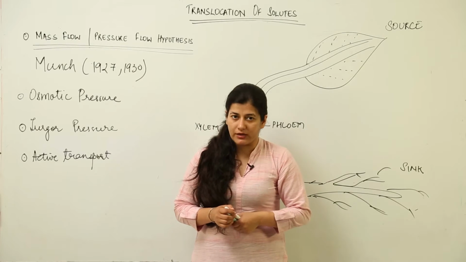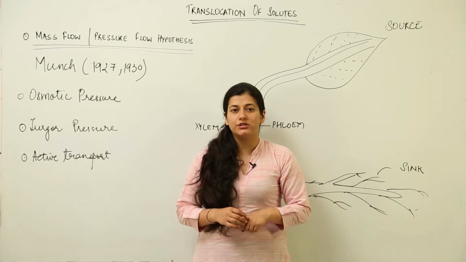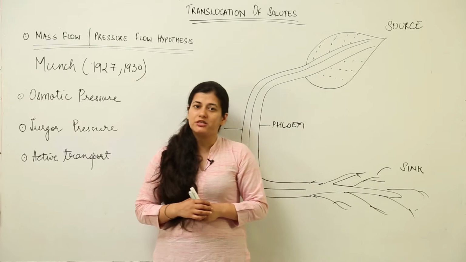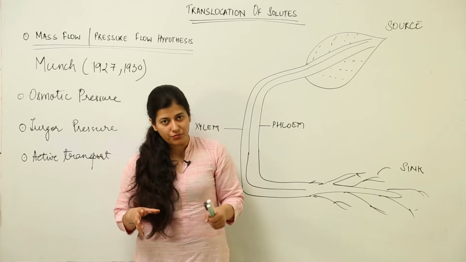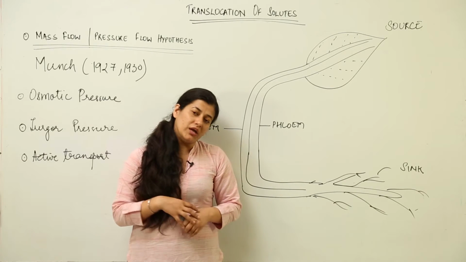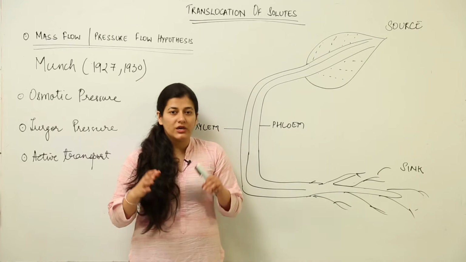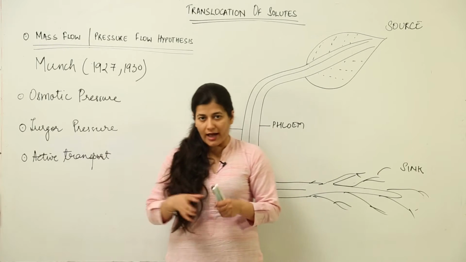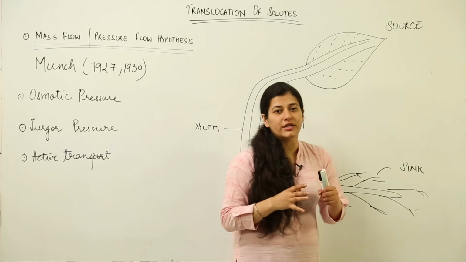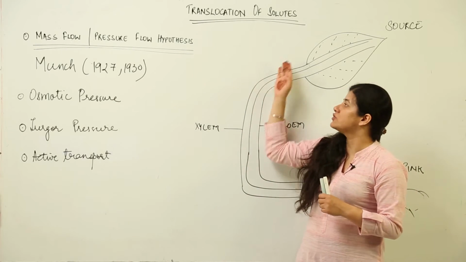We had talked about the downward translocation by the phloem. Now we had talked about the tracheary elements being involved, and the sieve tube elements and sieve cells being involved in the cases of both upward and downward movement. Now we have a proposition or a hypothesis known as the mass flow hypothesis that we are going to study to understand the translocation of solutes.